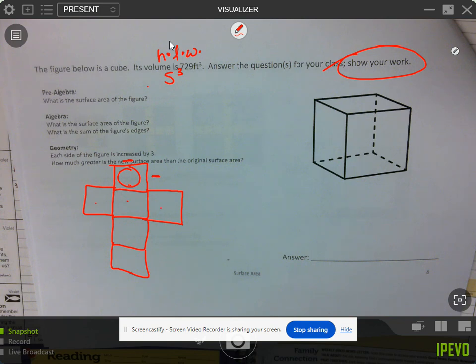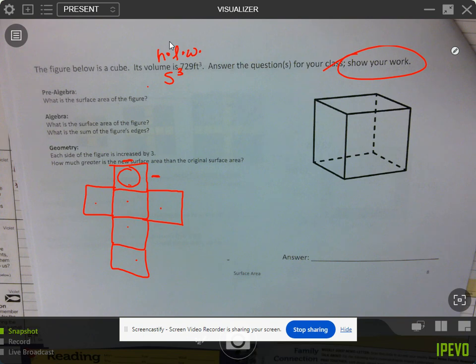So figure it out. Surface area is all the sides added together, or since it's a cube, we can take one side and multiply it by what? Say it louder. 6. Because there are 6 squares that are all the same size. So I can either add all of the sides together, or I can take one side and multiply it by 6, and I'll get the surface area.